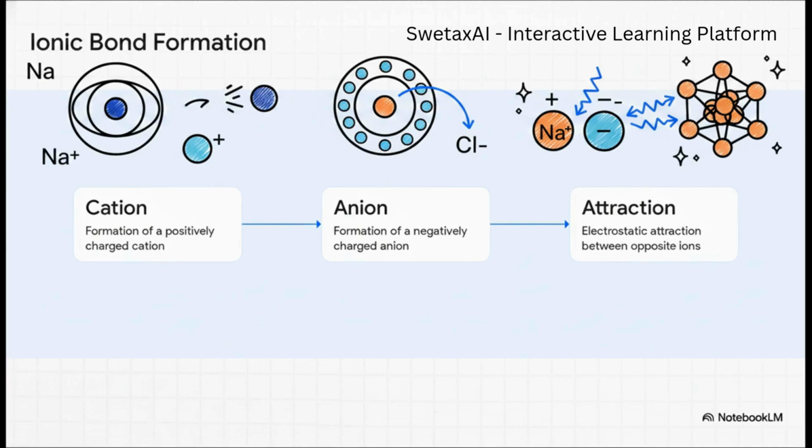First up, we have the formation of a positively charged cation. Think of when sodium loses an electron. Second, you get the formation of a negatively charged anion, like chlorine eagerly gaining that exact electron. And third, the massive electrostatic attraction between those oppositely charged ions just snaps them together. And there you go, that is the literal recipe for an ionic solid, like sodium chloride.